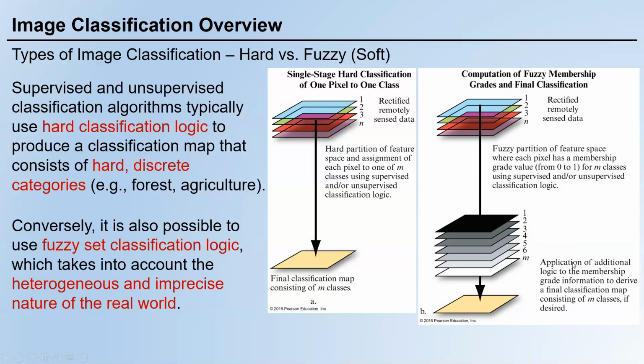So for each pixel, we do not have a single integer like the result of hard classification to indicate the specific land cover type of that pixel. Instead, in fuzzy classification, we assign it multiple membership grades. The higher the membership grade, the more probability that this pixel belongs to a specific class. Okay, hard and fuzzy classification.